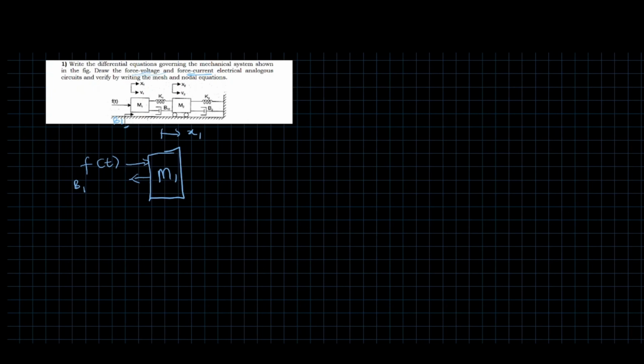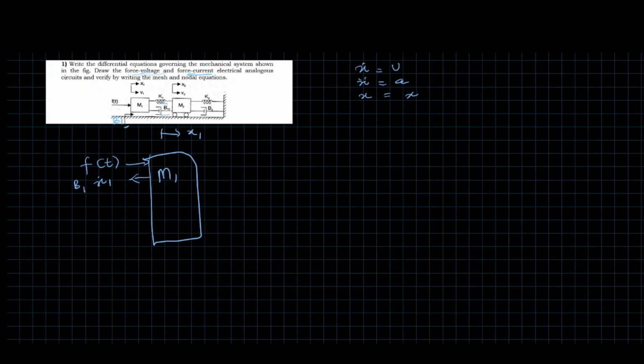times velocity V1. In this case, you can write dx/dt, but I'll rather represent velocity as x dot, and acceleration as x double dot, and then displacement as displacement. This is one. Now the next thing that opposes the motion is the spring and the damper.